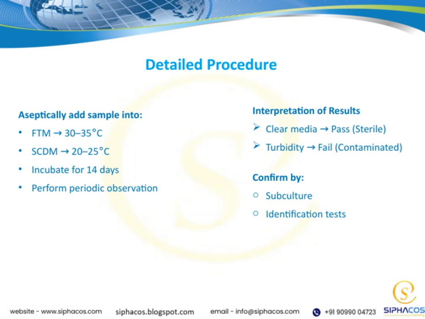Now, the detailed procedure involves aseptically adding the sample into two different media. First, we inoculate into FTM, or fluid thioglycolate medium, and incubate it at 30 to 35 degrees Celsius. Then, we transfer the sample into SCDM, or soybean casein digest medium, and incubate that at 20 to 25 degrees Celsius. We keep these cultures incubated for a total of 14 days, and during this period, we perform periodic observations.